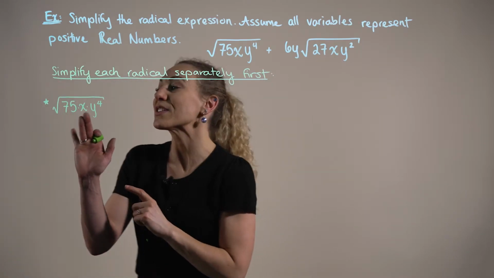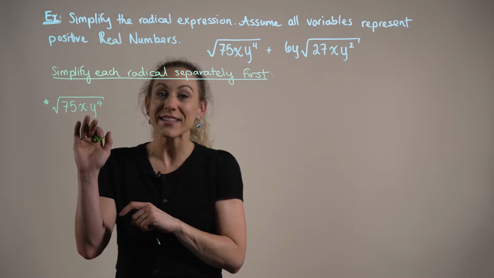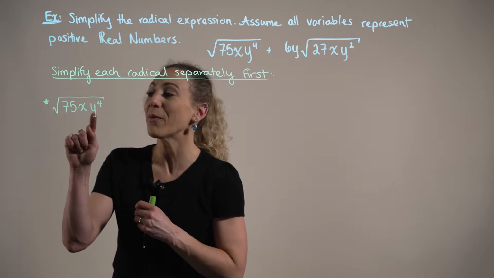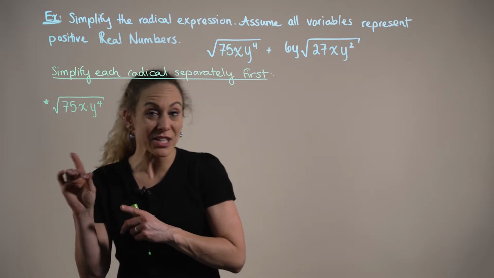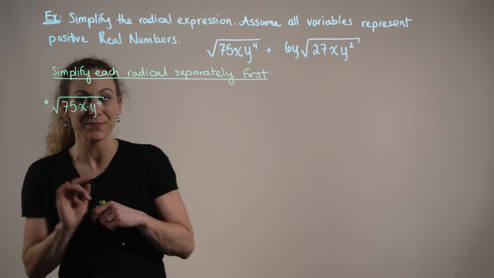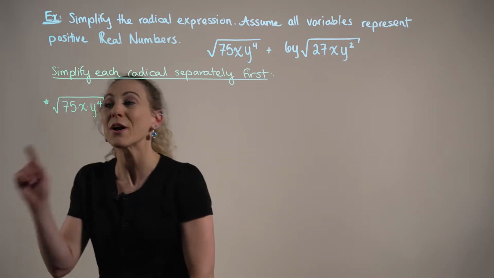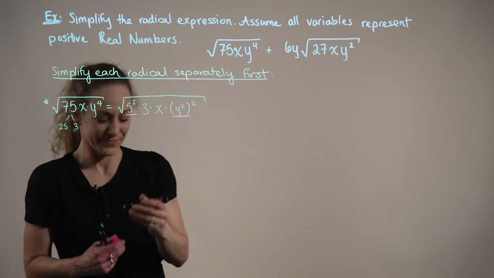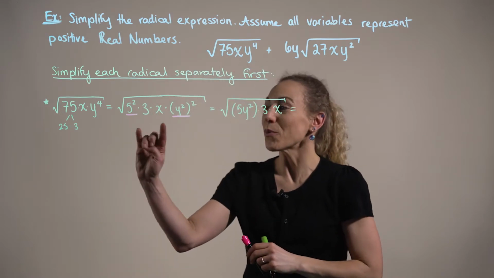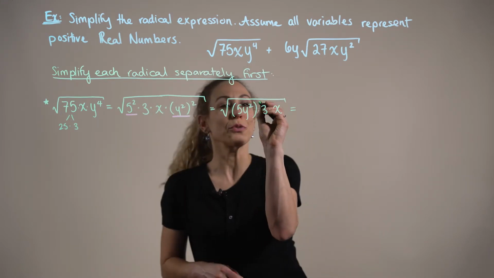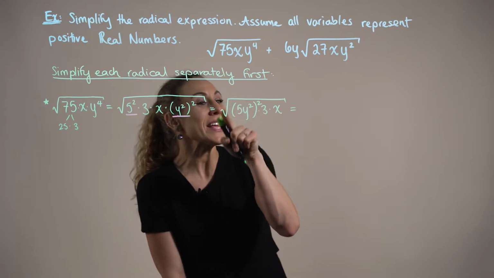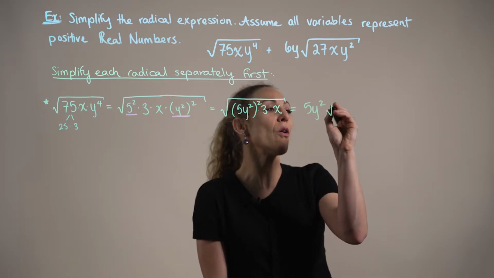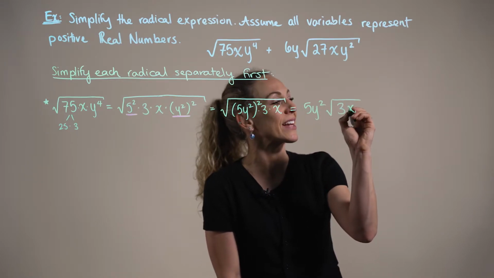So our first expression is the square root of 75 times x times y to the fourth. Now remember, when simplifying radicals, we're looking for powers of the factors that match the power or root index. So here, because we have the square root, we are looking for perfect squares within these factors. So rewriting our perfect squares and grouping those perfect squares together, we can simplify this radical expression to 5y squared, all multiplied by the square root of 3x.